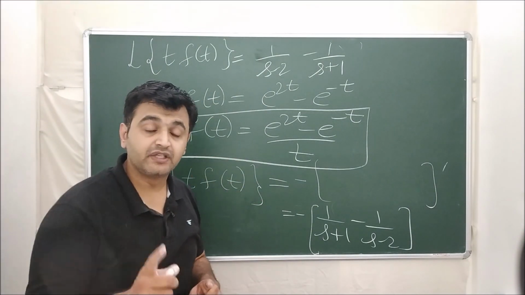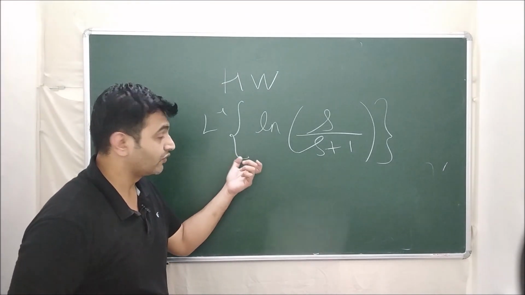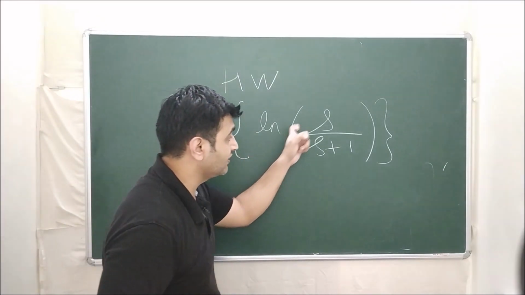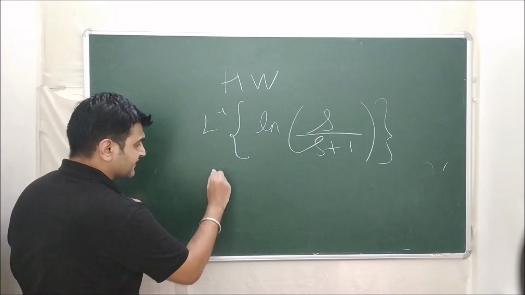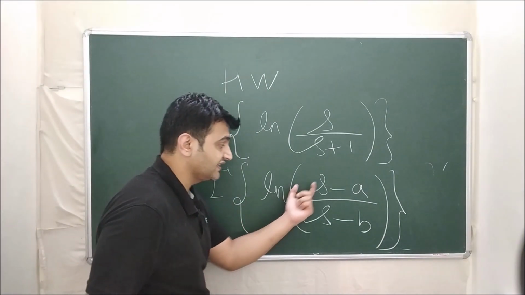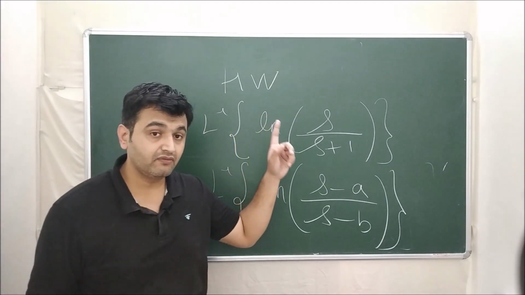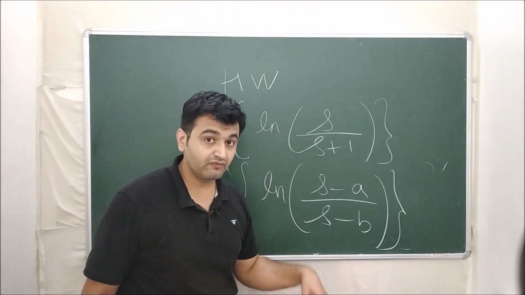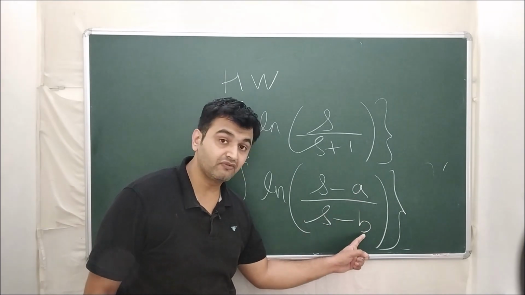If yes, let me give you one homework problem. Tell me the answer in the comment section for this question: Laplace inverse of ln of s upon (s plus 1). Actually, let's generalize this. You also tell me what is the Laplace inverse of ln of (s minus a) upon (s minus b). If you see my previous example, s plus 1 upon s minus 2, your a was minus 1 and b was 2.